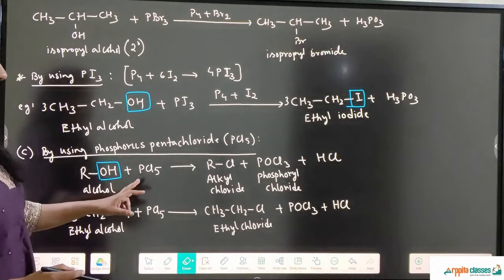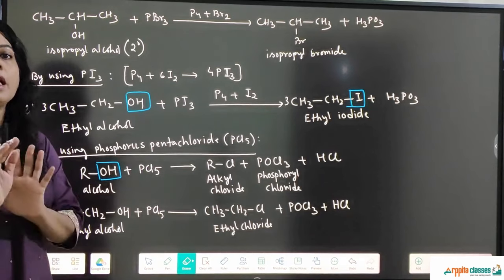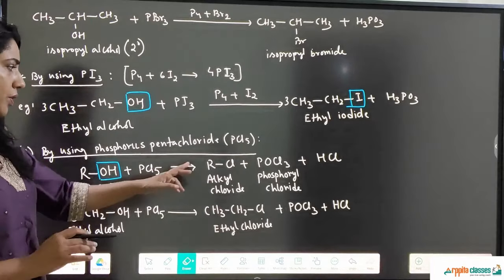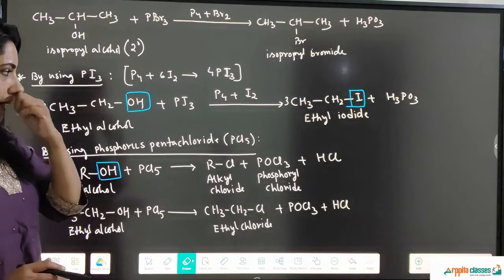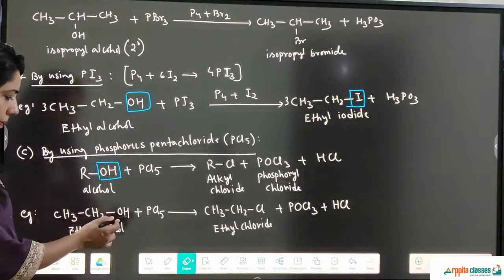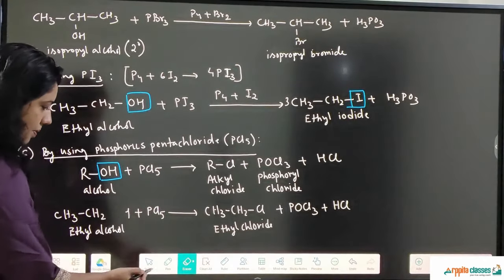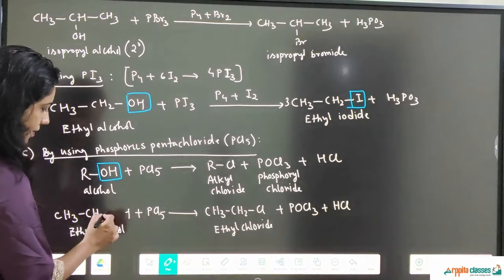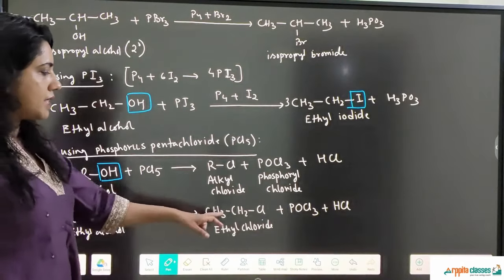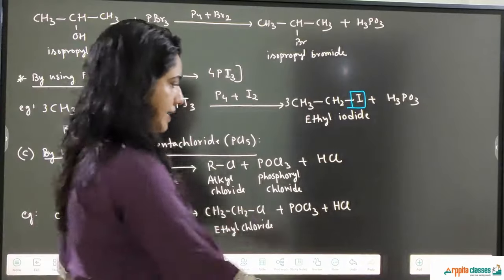So the role of PCl3 and PCl5 is the same, that is to substitute OH by the halogen, that is chlorine. But the byproducts are different. So you are getting RCl plus POCl3 plus HCl. POCl3 is called phosphoryl chloride. We have taken a particular example, ethyl alcohol plus PCl5. So this OH will be substituted by chlorine. So you are getting CH3CH2Cl, which is ethyl chloride, plus POCl3 plus HCl.